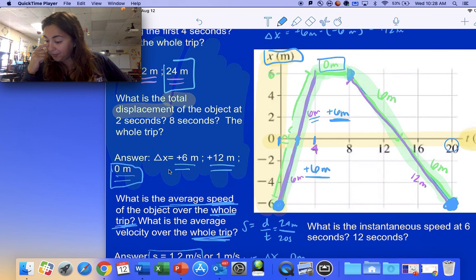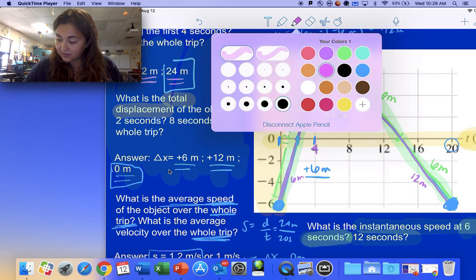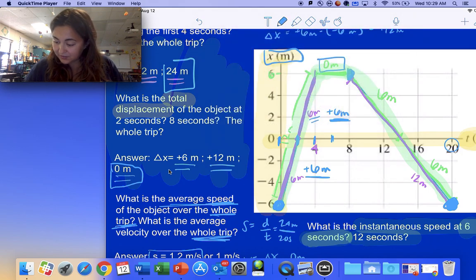The last couple of questions are asking you to find the instantaneous speed at several different locations. So the first location is at 6 seconds. At 6 seconds, I am, and this is getting a little messy, I apologize, right here where I'm not moving. So that instantaneous speed is 0. Easy enough.